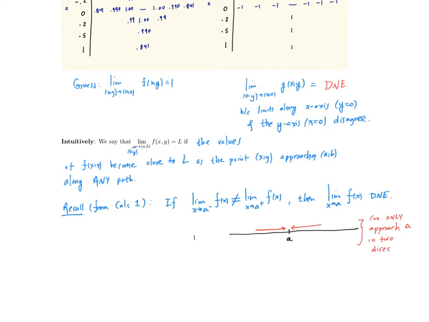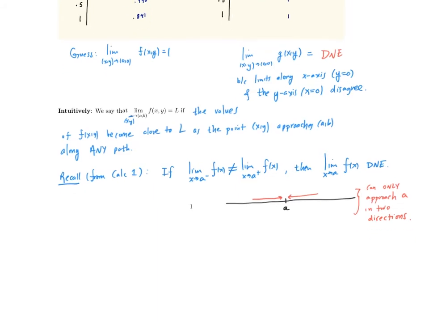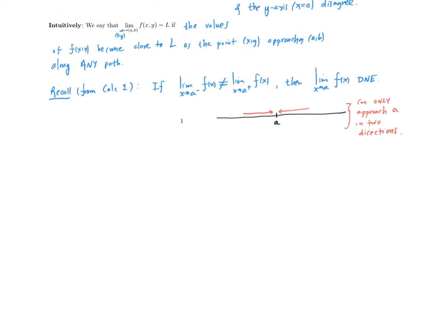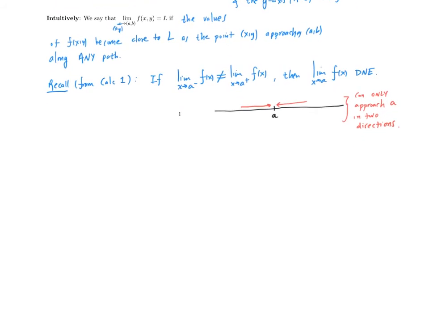And if those limits do not agree with each other from the two directions, that would indicate that the limit itself does not exist. And it turns out we can extend this idea very nicely to functions now of two variables, where our inputs are a subset of the xy plane. So let's just draw a picture to represent this.